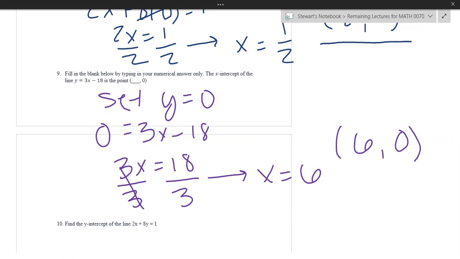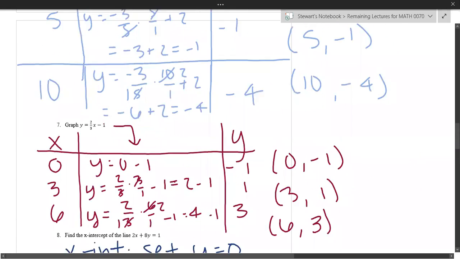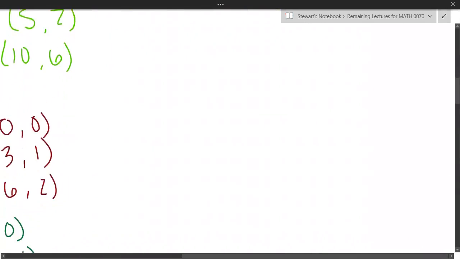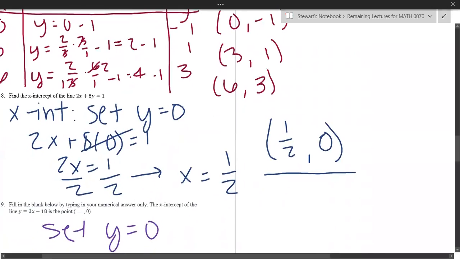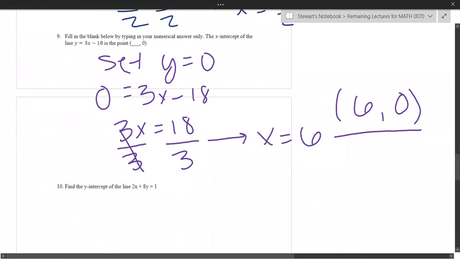That, in other words, is the point where this graph would intersect the x-axis, or the horizontal line that goes from the origin, from this yellow line. The green line is the y-axis, it's the vertical axis. The horizontal axis is the x-axis. This is where we're finding where it intersects.